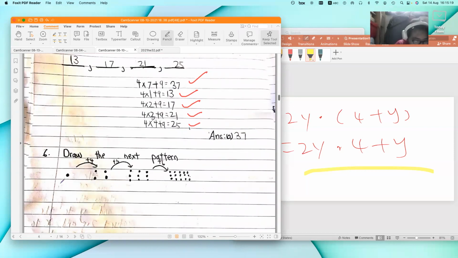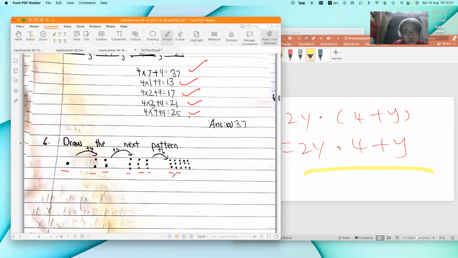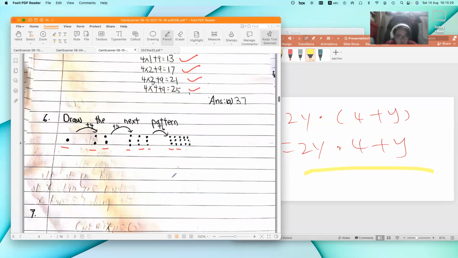Draw the next pattern. So 1, 2, 3, 4, 5. You cannot see the pattern. You are wrong. You cannot tell the pattern. Can you see the pattern or not? Then what is this?